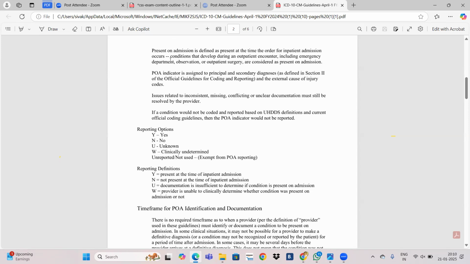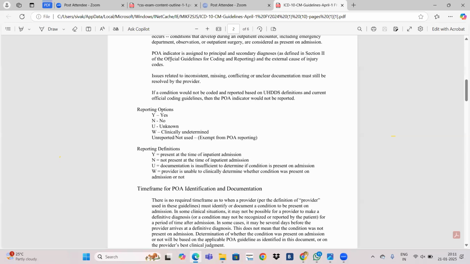Now tell me, what is the meaning of inpatient? The patients who are admitted in the hospital and stay more than 24 hours, you call as inpatient. Discharged within 24 hours, we call as outpatient. So now we are going to admit as inpatient. At that time, we need to check whether the condition is present or not. Based on that, you assign these indicators.